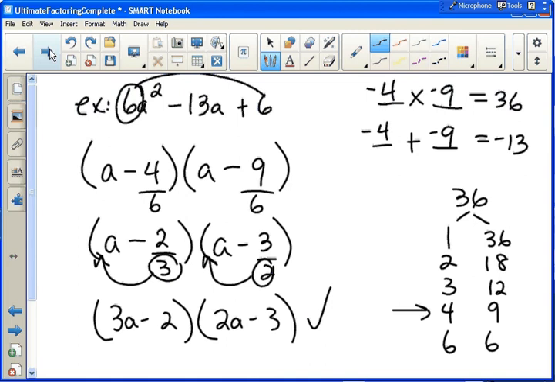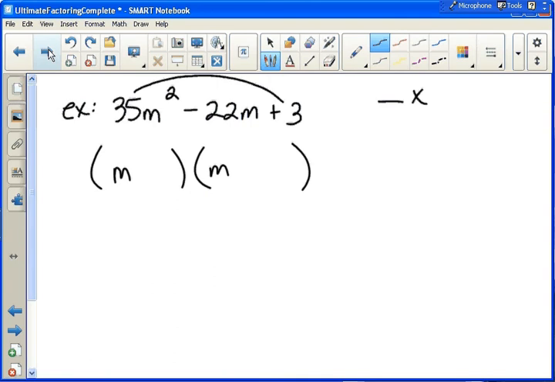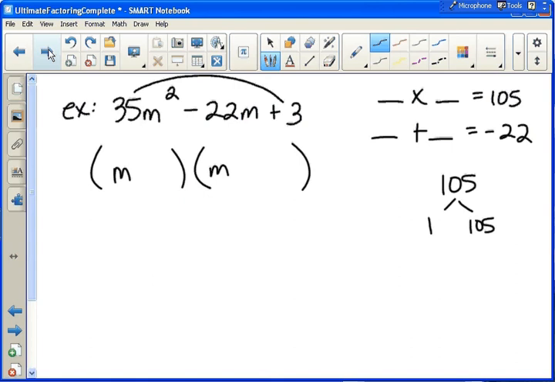Last example. 35m squared minus 22m plus 3 is a trinomial. So we set up our two parentheses, put m's in front, multiply 35 times 3. We need to multiply to be 105, and add up to negative 22. So 1 and 105, 3 and 35, 5 and 21, or 7 and 15. Those are all factors of 105.